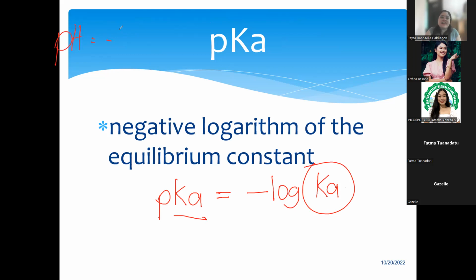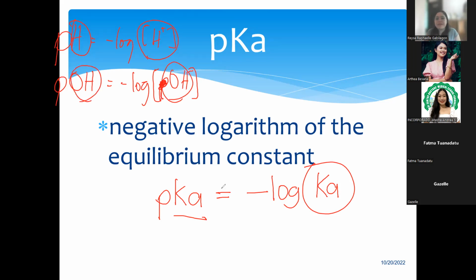pH is the negative logarithm of the hydrogen ion concentration, as you can see there. And then pOH is the negative logarithm of our OH. Sorry, OH lang pala. We have OH here. OH ang given, so kaya tinawag siyang pOH.